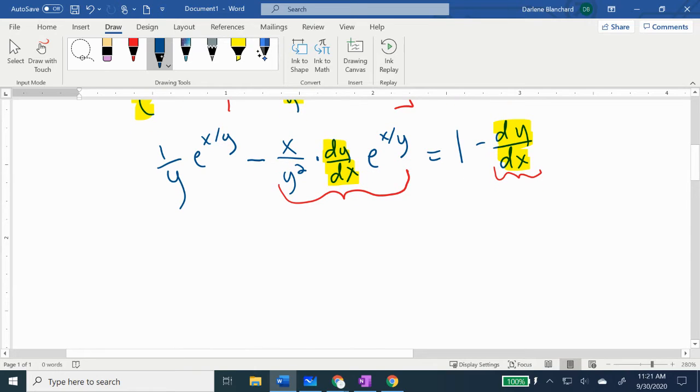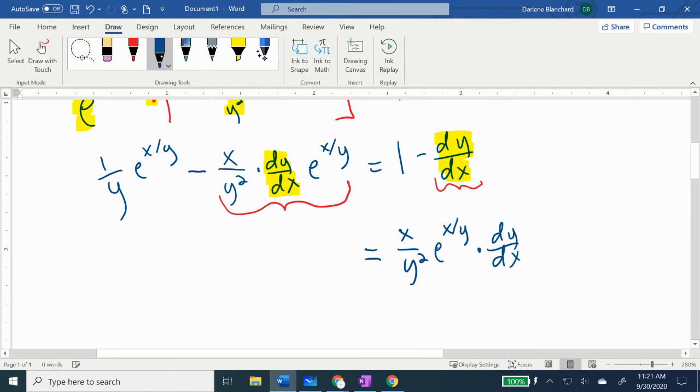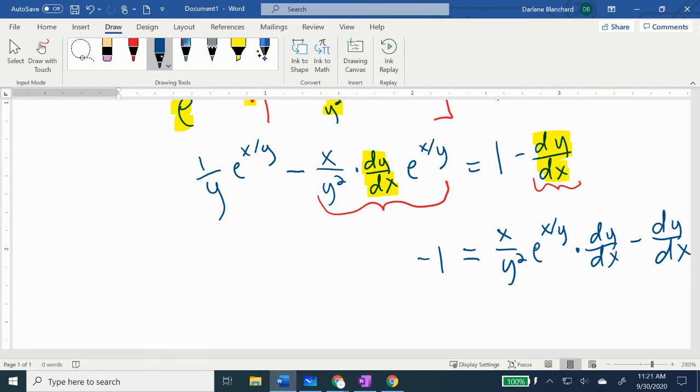So I am going to have all the dy/dx's on the right side. By doing that, I'm going to add x over y squared times e to the x over y times dy/dx. And I just changed the order of multiplication. No big deal. Minus dy/dx, but I need to then subtract the one over to the left where I have e to the x over y divided by y.